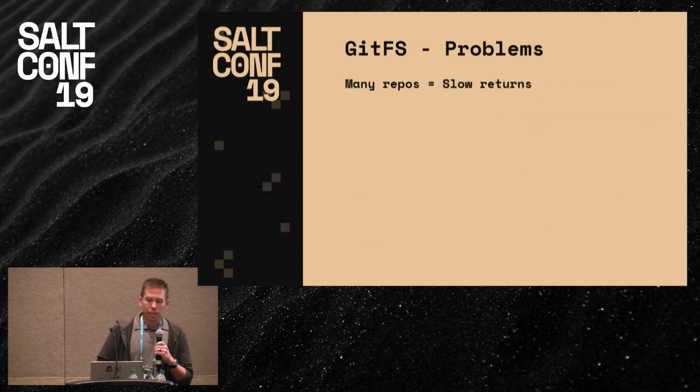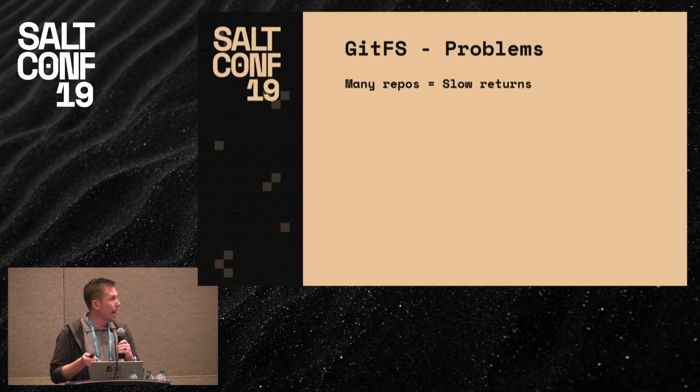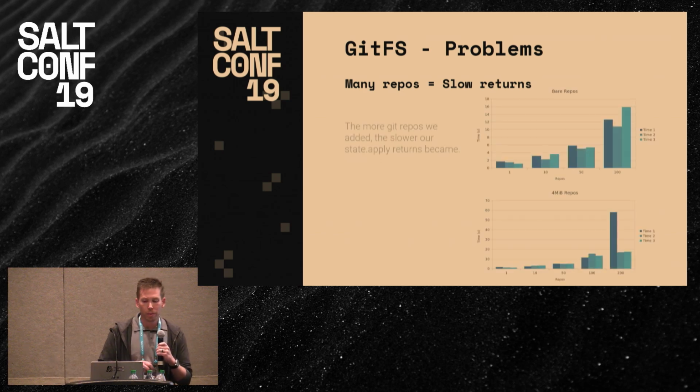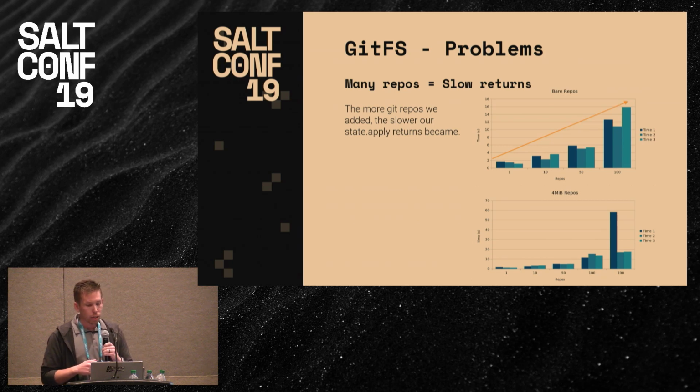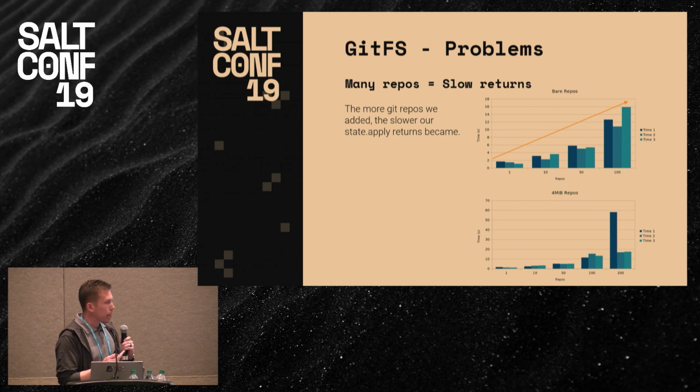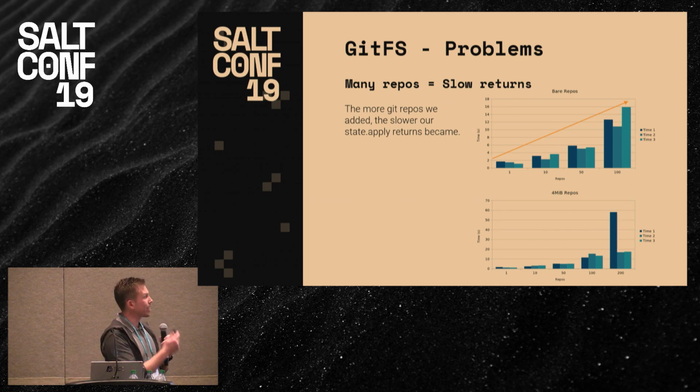Another bigger problem was that we found the more repos we added to the GitFS config, the slower our salt minion state returns became. So we actually did crunch some numbers and did some examples here. If we had one repo, it was okay. We got some pretty fast returns. Add 10 repos, it got slower. 50 repos got slower. 100 repos, it just spikes.